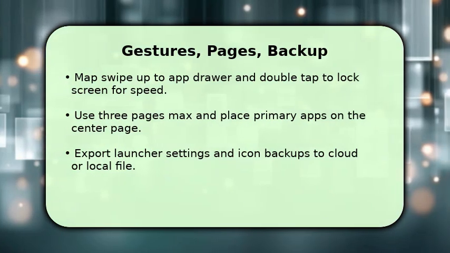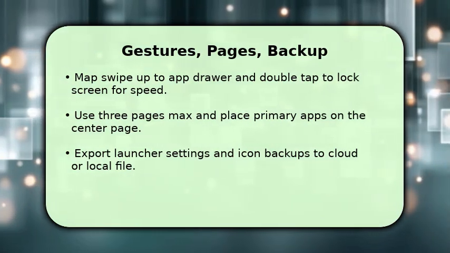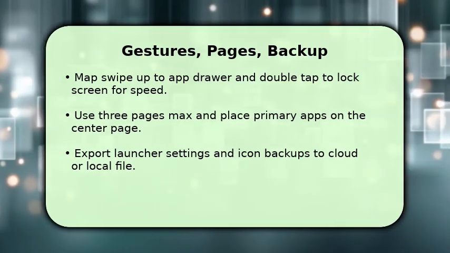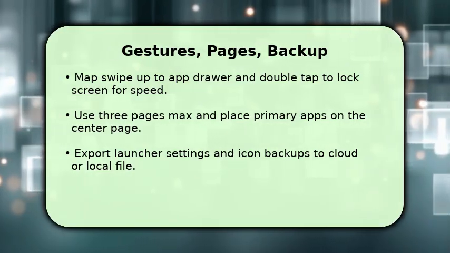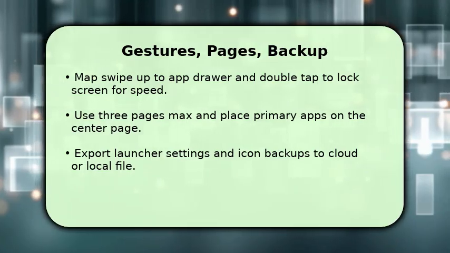Configure gestures to speed access and reduce visible icons on the desktop. Map swipe up to open the app drawer and map double tap to lock screen for convenience.